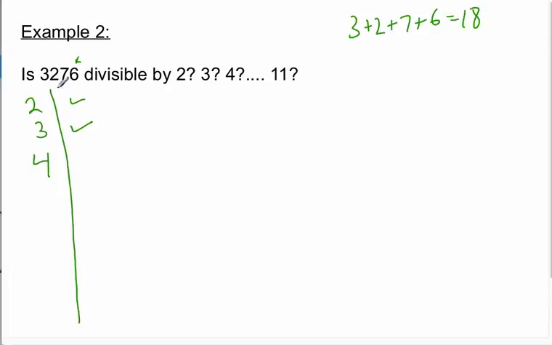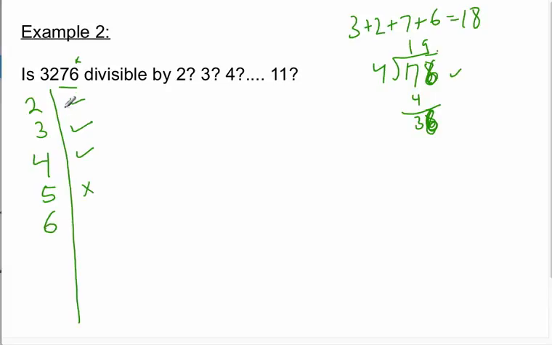For 4, we just need to look at the last two digits. Does 4 go into 78? Let's see, 1 times 4 is 4, then we get 38. So does 4 go into 38? No, we're going to get a decimal here. Oops, sorry, 76. So does 4 go into 76? Yes, 19 times. So yes, it is divisible by 4. Is it divisible by 5? The last digit has to be 0 or 5, so nope. Is it divisible by 6? Well, it's divisible by 2 and 3, so yes, it's divisible by 6.